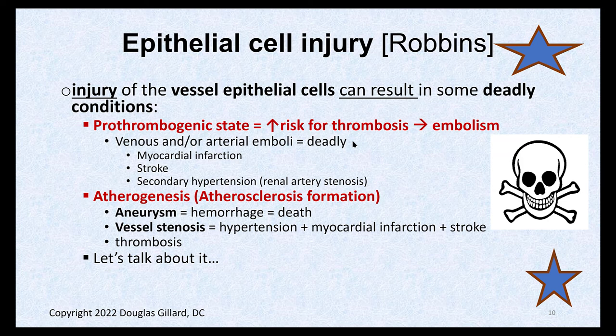What about endothelial cell injury? If endothelial cells get injured and upset and inflamed, they do some bad stuff. Specifically, that can put the body in a prothrombogenic state, which increases the risk for thrombosis, which increases the risk for embolisms. It also causes atherogenesis if these blood endothelial cells get injured. That's the formation of atherosclerosis, is atherogenesis.